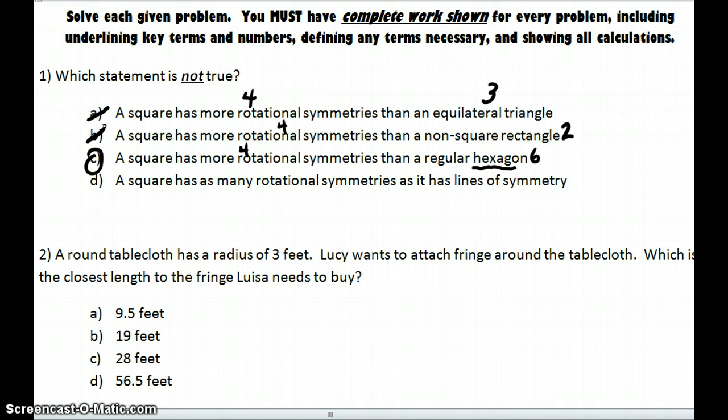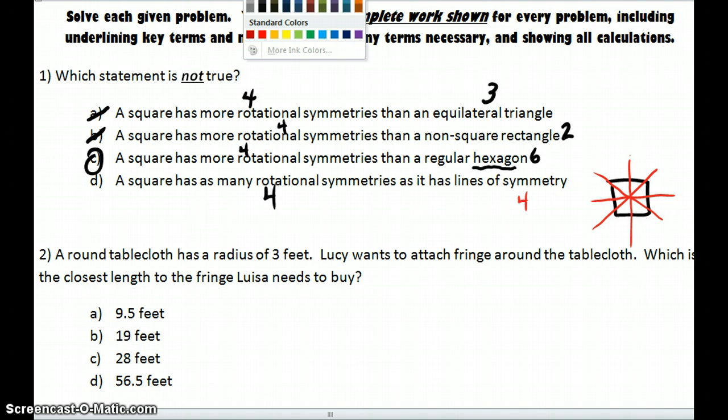Anytime we're looking for one that's not true, though, we want to make sure that every other one is true. So a square has more rotational symmetries, 4. Then it has lines of symmetry. Here's our square. Here's a line of symmetry. Here's a line of symmetry. So it has, if you count these, 4 lines of symmetry. So that tells us that this, in fact, is true.